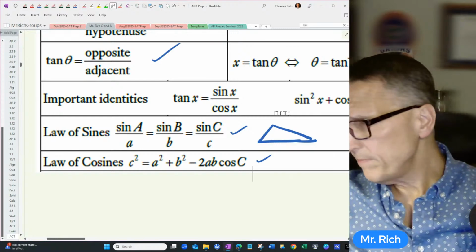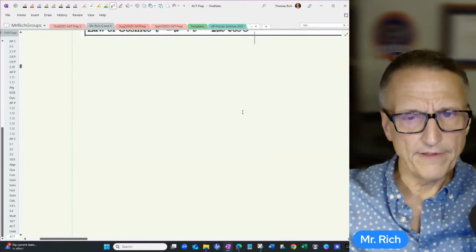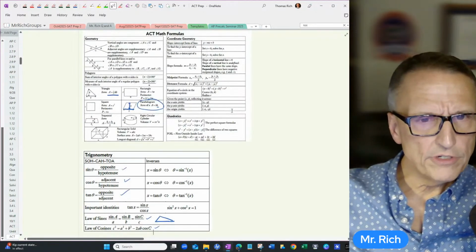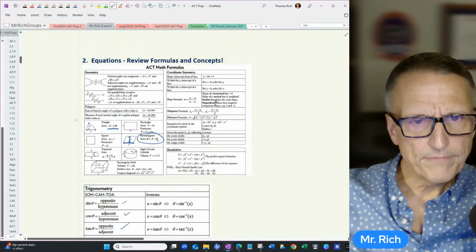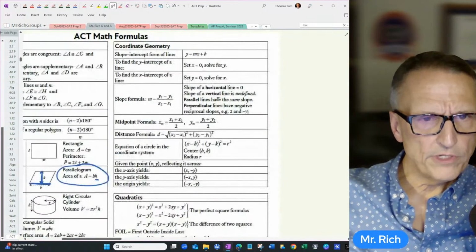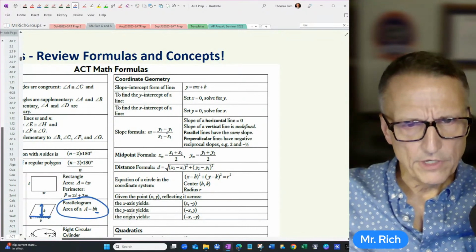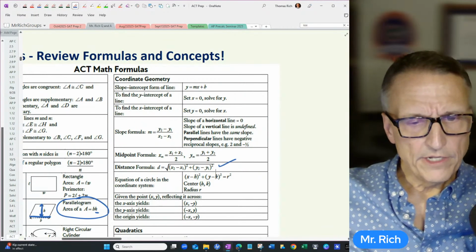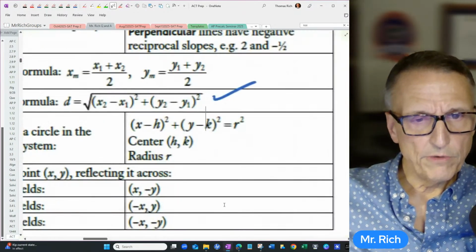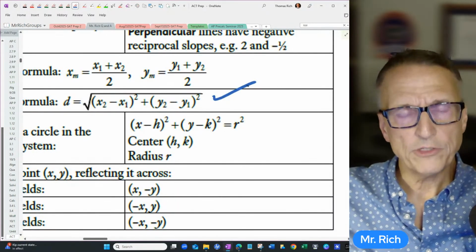All right. Let's see. I think I've got another section here. No. Yeah, just some other formulas. To make sure you understand your slope formula, your midpoint formula, and your distance formula. It is a good idea to know the equation of a circle in the XY coordinate system.